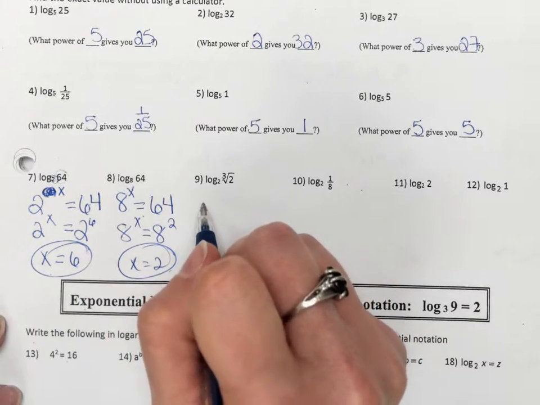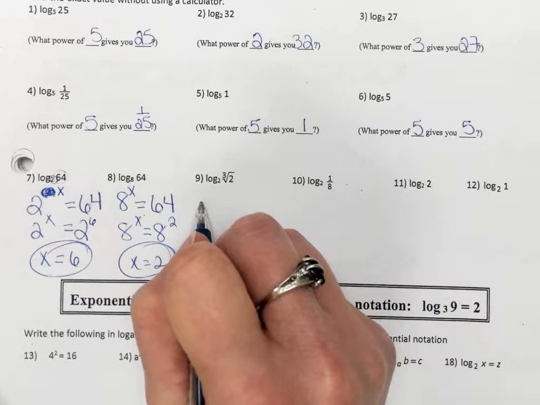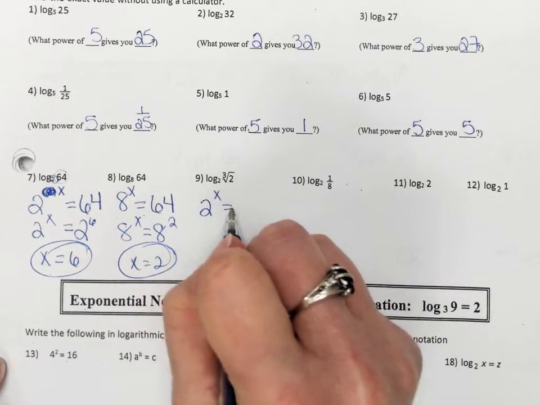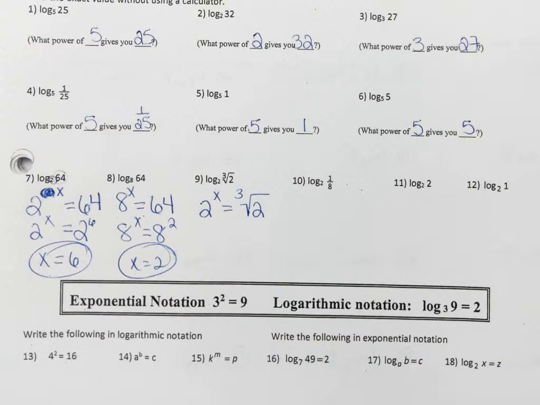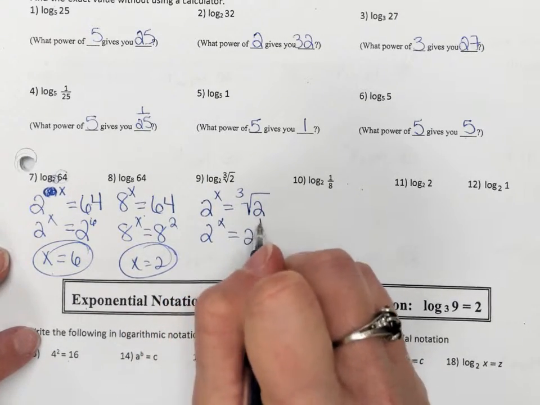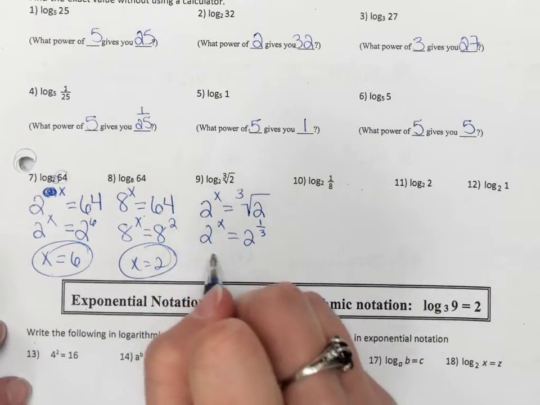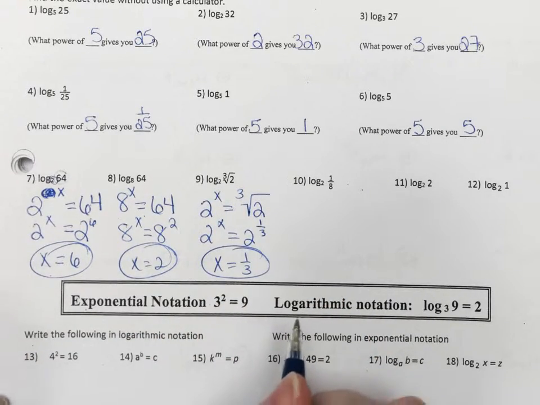Number 9. What power of 2 equals the cube root of 2? Now all you have to do is not freak out. You just have to remember how to rewrite that. No. 1/3. To the 1/3. Very good. And then you see they already have the same base. So my x is 1/3. All you had to do is just remember how to rewrite it, okay?